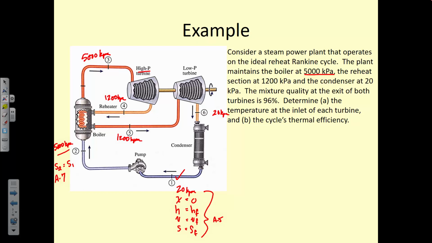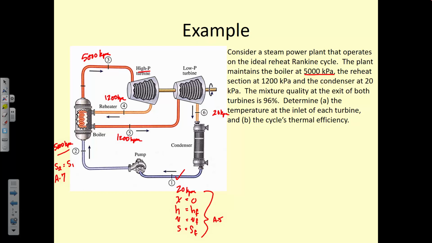Compressed liquid approximation. Okay, can we make the compressed liquid approximation when we only know the pressure and not the temperature? Yeah. So when we know the pressure, we know it's an isentropic pump. What other tools do we have to help us find that second state? We're going with the H value? Yeah, the H value.